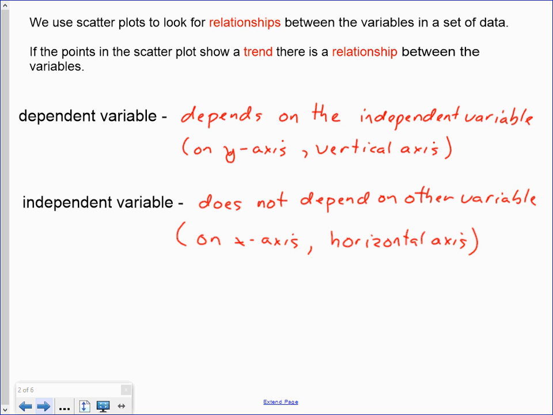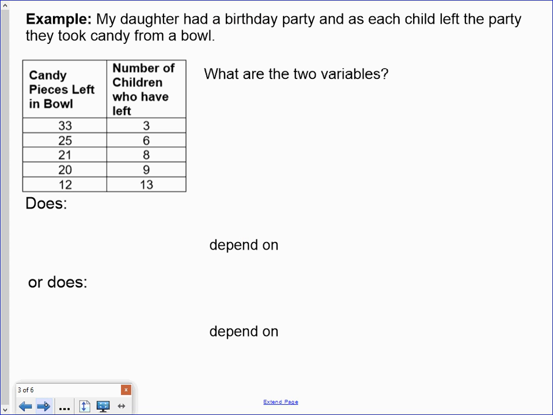Okay, so let's jump into this situation here, and we'll look at how you figure out which one is the dependent and which one is the independent variable, and then we'll go ahead and make our graph. The example we're taking a look at here is my daughter had a birthday party, and as each child left the party, they took candy from a bowl. So there's a big bowl of candy. They take however much they want as they're walking out the door. Every now and again, I checked to see how many children had left, and I also checked the number of pieces of candy that were left in the bowl. I didn't do this as every kid left. I just recorded these numbers at periodic intervals.